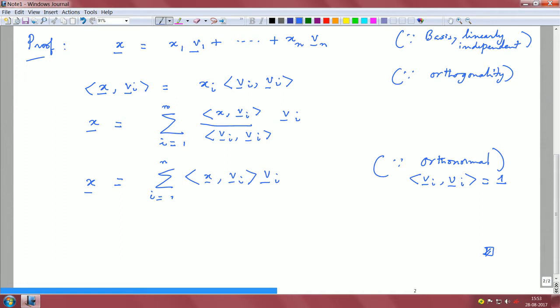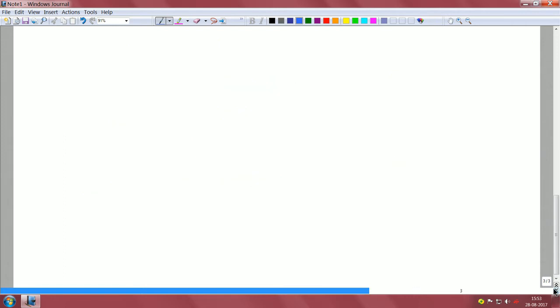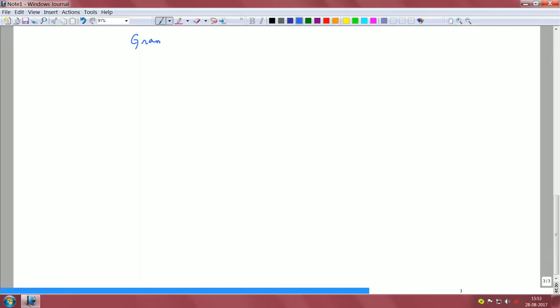So with this theorem, we will now proceed to an important step called the Gram-Schmidt orthogonalization.